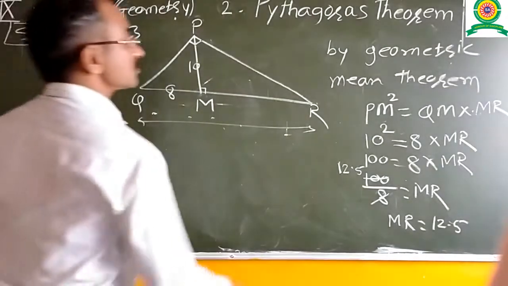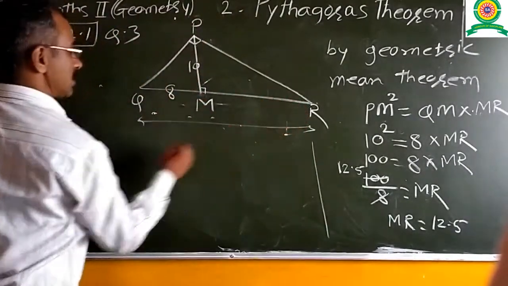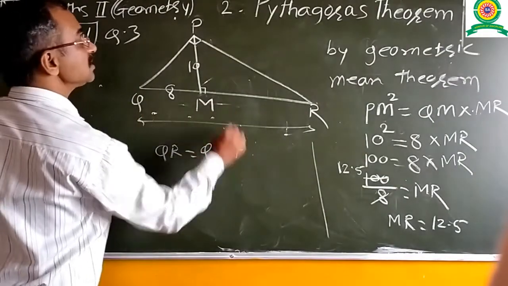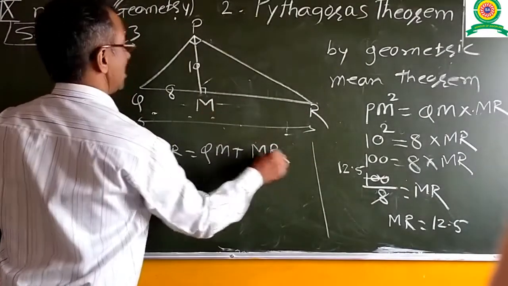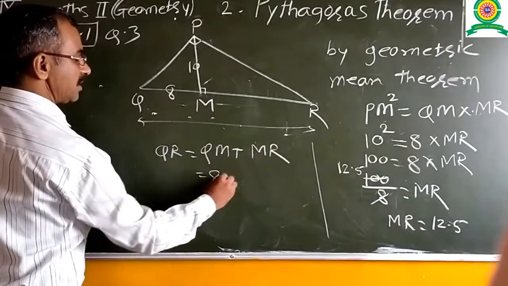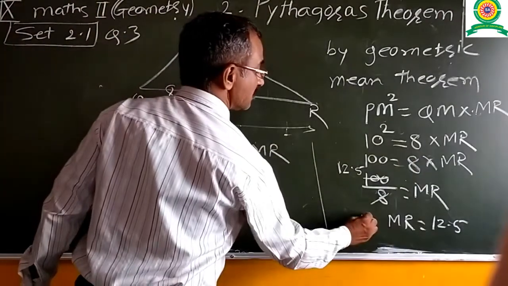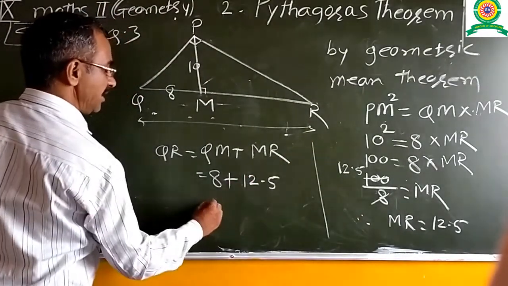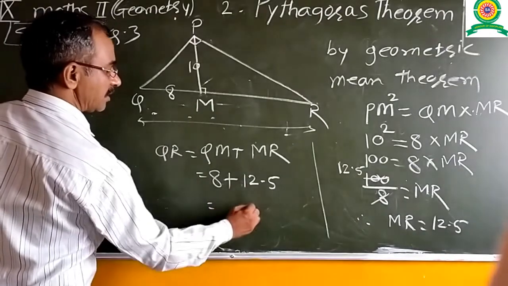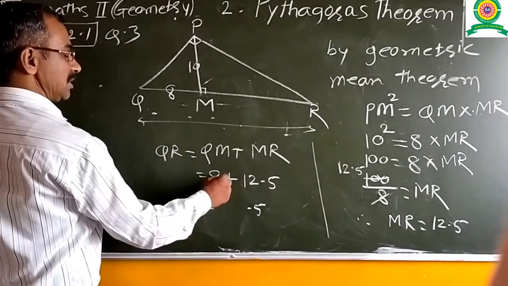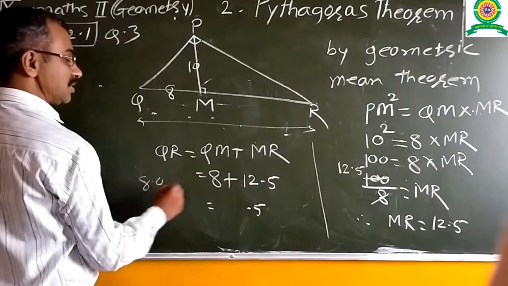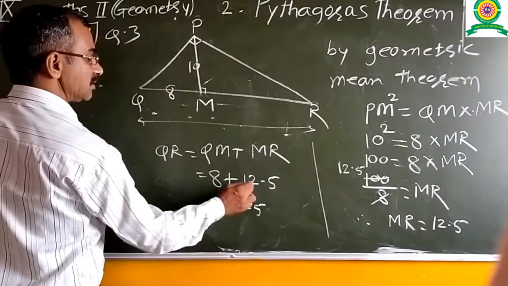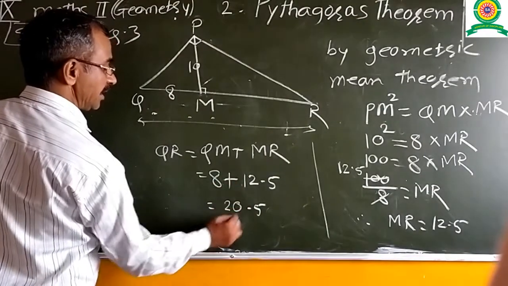So we want to find out the value of QR. QR is the sum of QM plus MR, and the value of QM is what? 8, and we found the value of MR. What is that? 12.5. By adding it, 12 plus 8, the 0.5 remains as it is, because there is an 8.0, so the 0 is added with the 0.5. The decimal point stays as it is. 12 plus 8, what is that? 20.5.